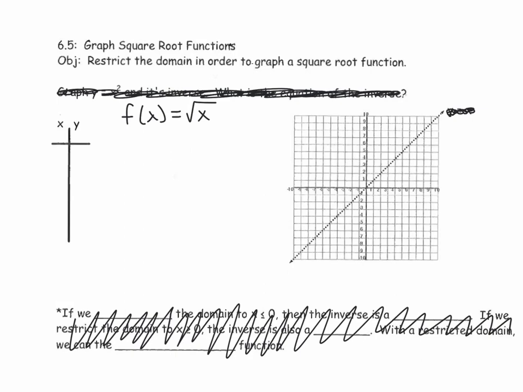Lesson 6.5, Graph Square Root Functions. Notice I've crossed off what was originally on this slide, and I wrote f of x equals square root x. That's an example of a square root function. I've also crossed off the equation y equals x on the right-hand side on the graph, but that line we can't get rid of, so we're just going to leave that there.